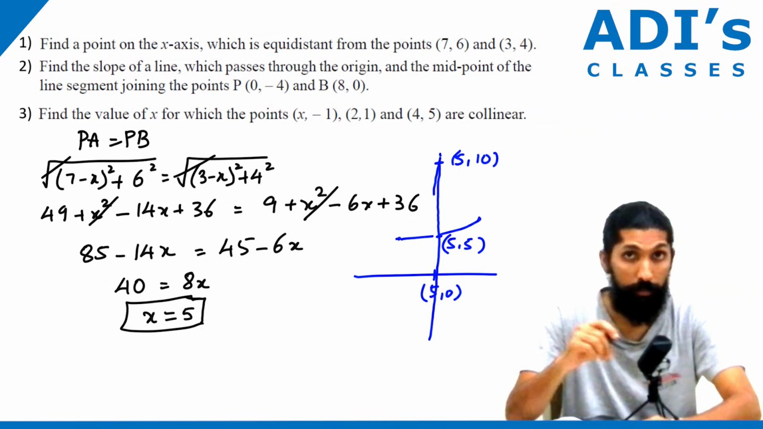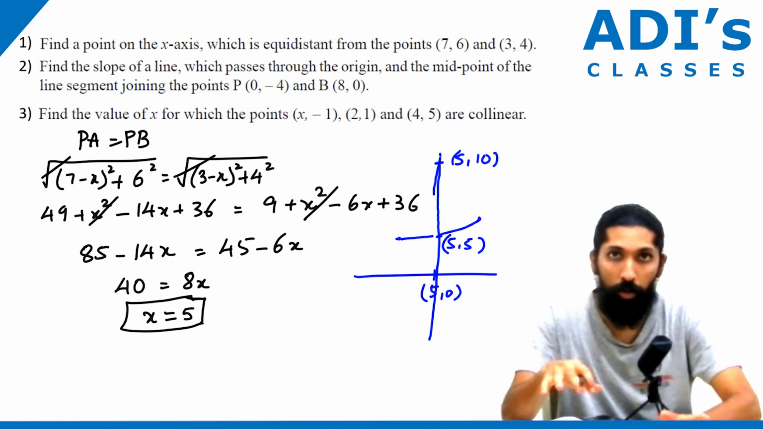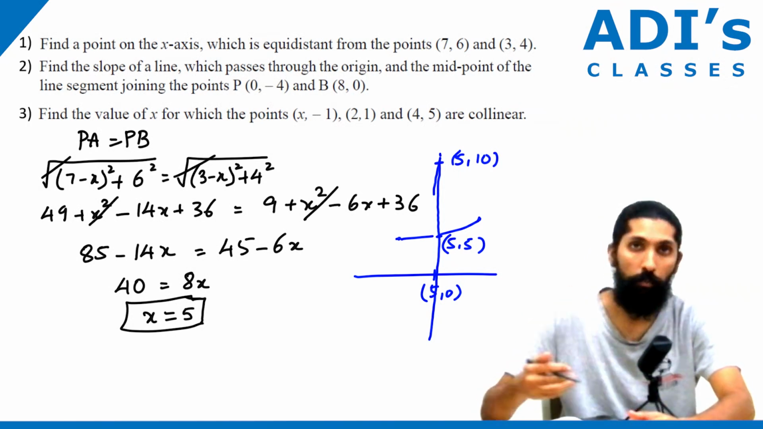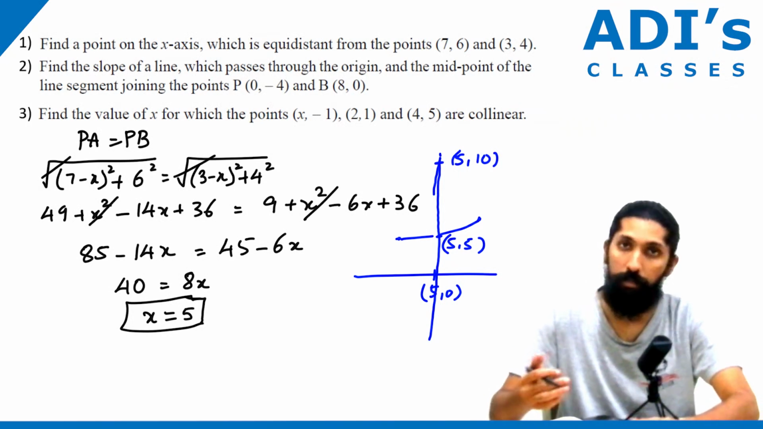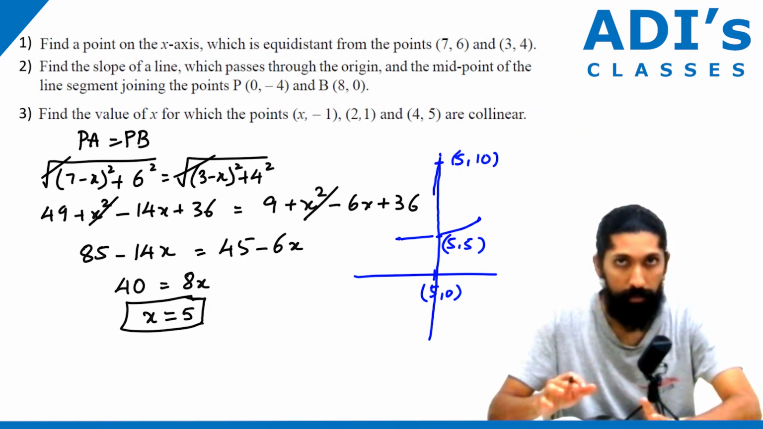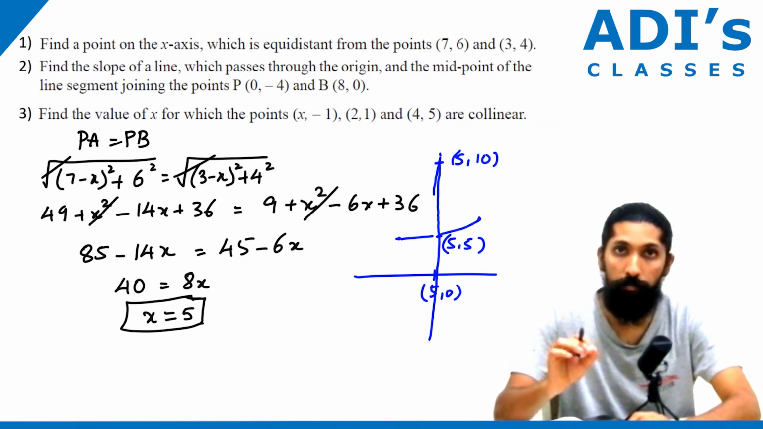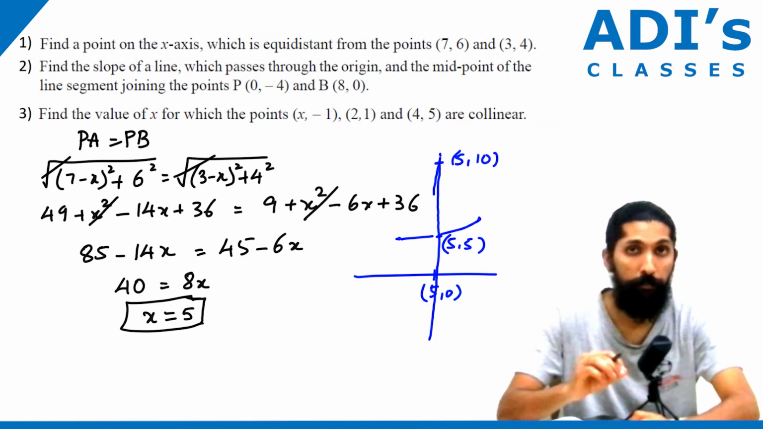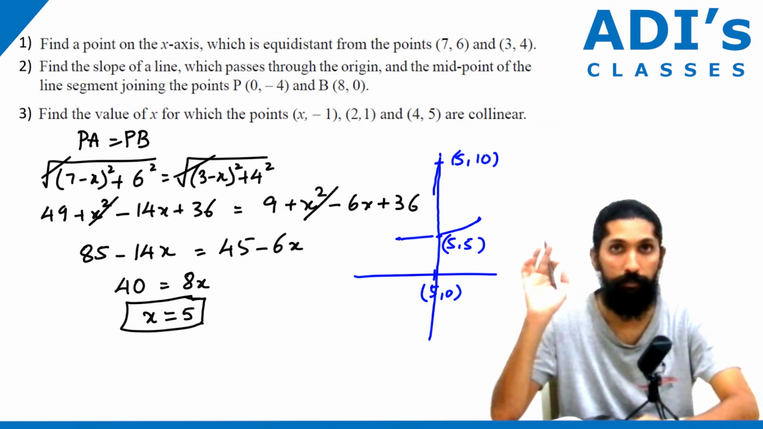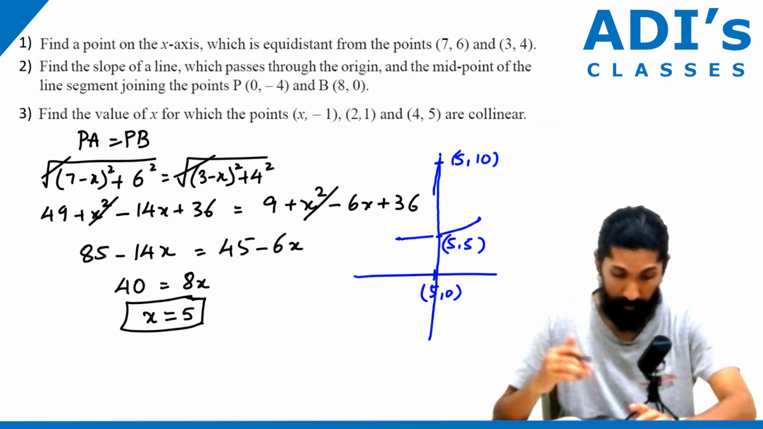Fair enough. That's why I told you can use the midpoint formula also, but this is easier to understand. It might be long, but it's easier to understand. Clear? So the shortcut is use the midpoint formula, get the value of abscissa, and directly you can get the answer. Fair enough? Now let's do the next question.